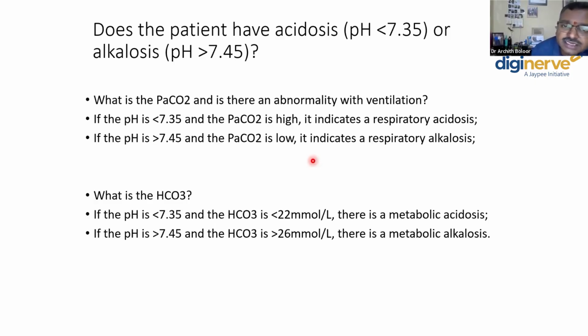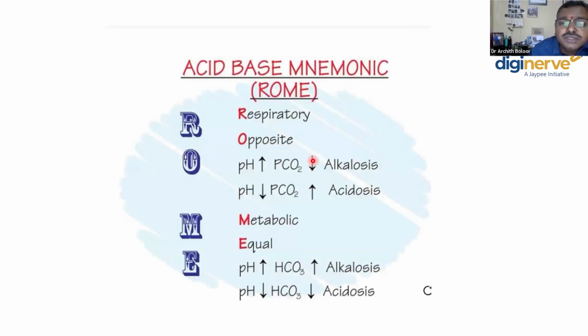So remember, in a respiratory problem, it is opposite. That's the mnemonic that we have, what we call ROME. In the respiratory, it is opposite. So pH is rising, PCO2 is falling, it is alkalosis. Please remember, pH rise is always alkalosis. pH is low, it is acidosis, and if the PCO2 is high, that is respiratory acidosis. Whereas metabolic is always equal: pH rises, HCO3 rises is metabolic alkalosis; pH falls, HCO3 falls is metabolic acidosis.